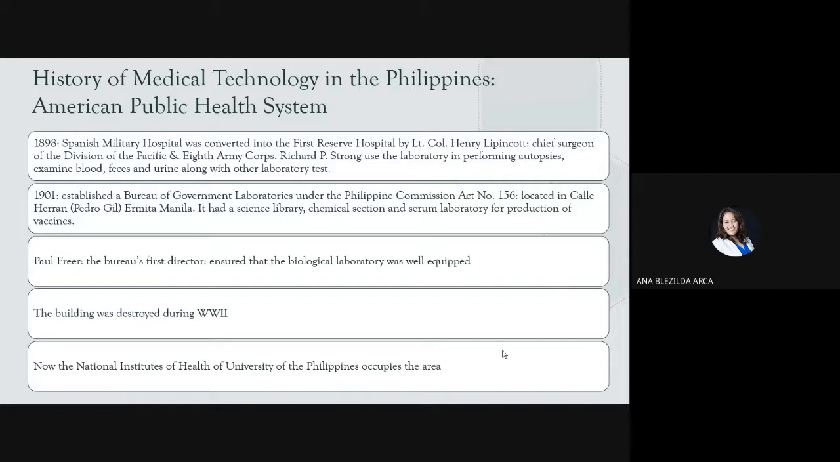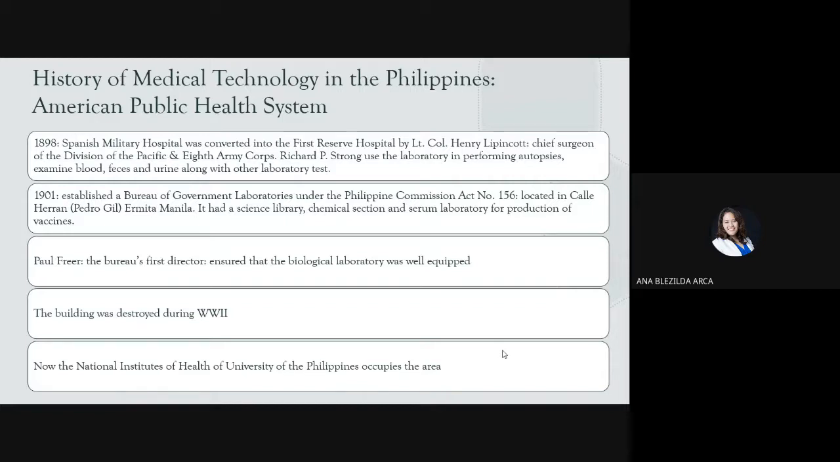Okay? Now, in 1901, that is the establishment of the Bureau of Government Laboratories under the Philippine Commission Act. It is located in Calle Herrán or Pedro Hill by this time. So, napakalaki niyang laboratory. It has a science library. Meron siyang chemical section for chemistry. It has a serum laboratory for production of vaccines.